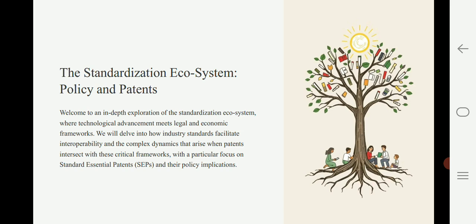Welcome to an in-depth exploration of the standardization ecosystem, where technological advancements meet legal and economic frameworks. We will delve into how industry standards facilitate interoperability and the complex dynamics that arise when patents intersect with these critical frameworks, with a particular focus on SEPs. We can also call them standard essential patents and their policy implementation. SEPs are often used for industrial purposes.